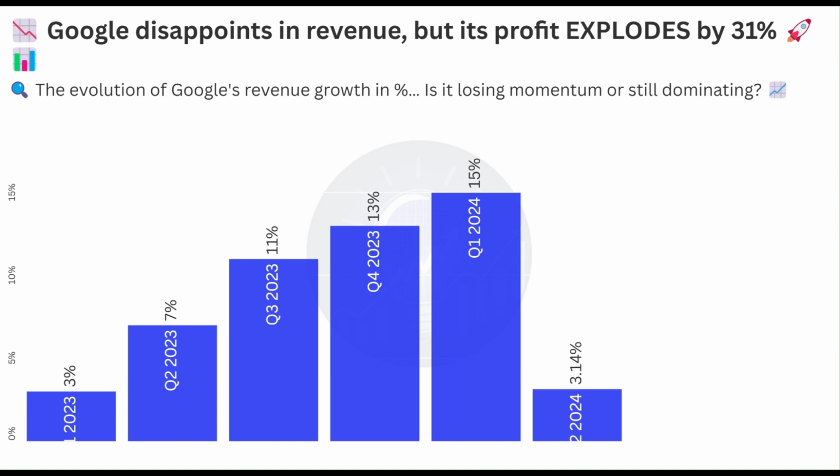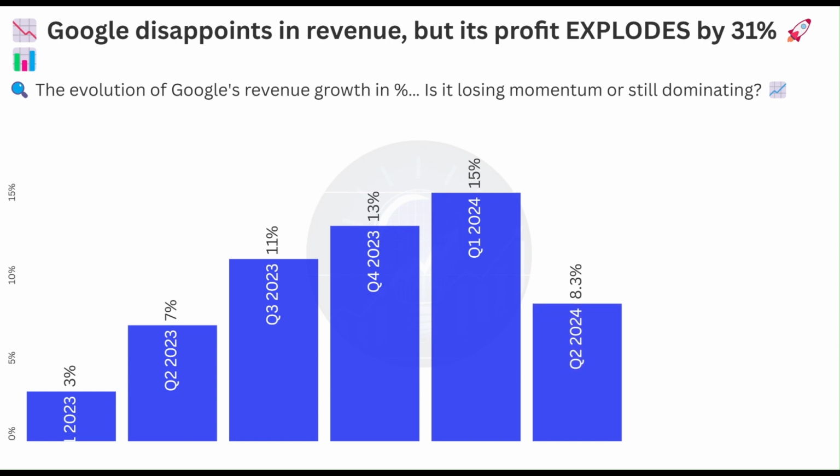Finally, Alphabet's global expansion strategy is another key consideration. The company has been strengthening its presence in international markets, allowing it to diversify its revenue sources and mitigate risks associated with dependence on the U.S. market. Its growth in regions such as Asia and Latin America will be crucial to its future performance.